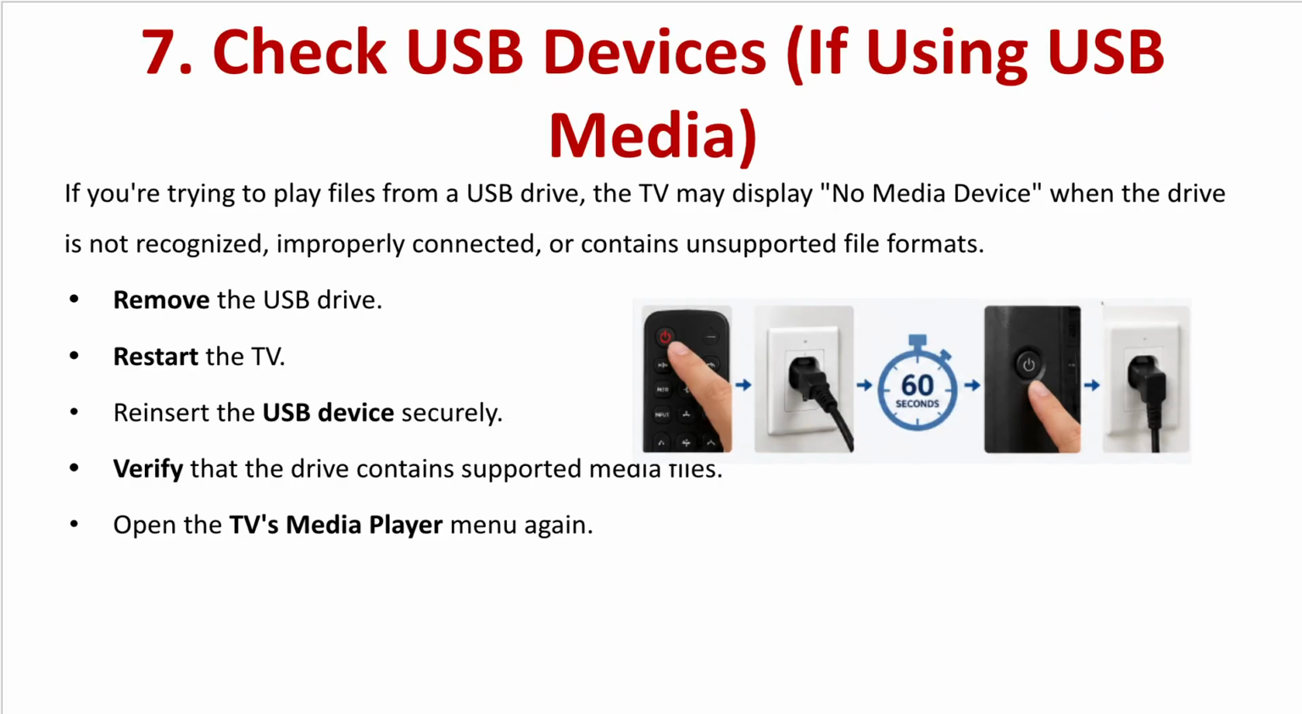Seventh is check USB devices. If you are trying to play files from a USB drive, the TV may display no media device when the drive is not recognized, improperly connected, or contains an unsupported file format. Remove the USB drive. Restart the TV. Reinsert the USB device securely. Verify that the drive contains supported media files. Open the TV's media player menu again.